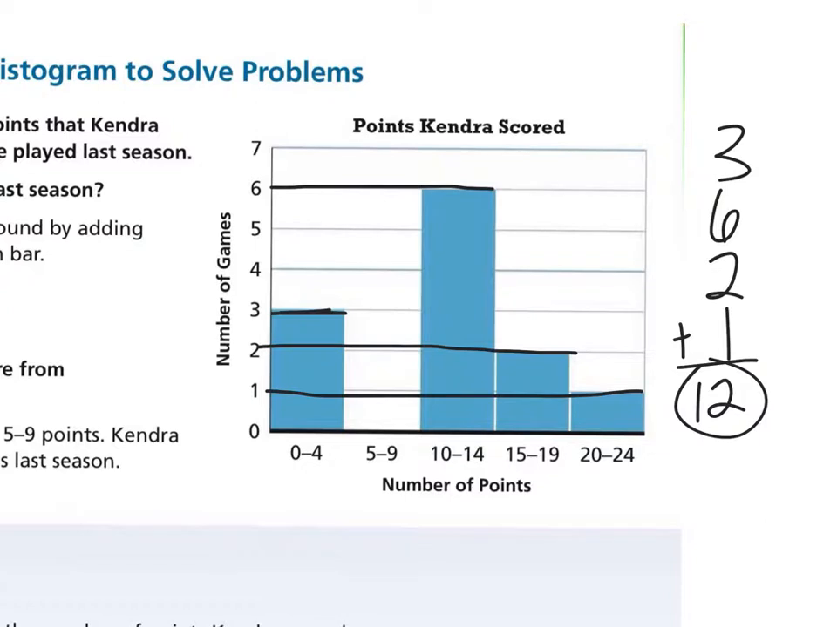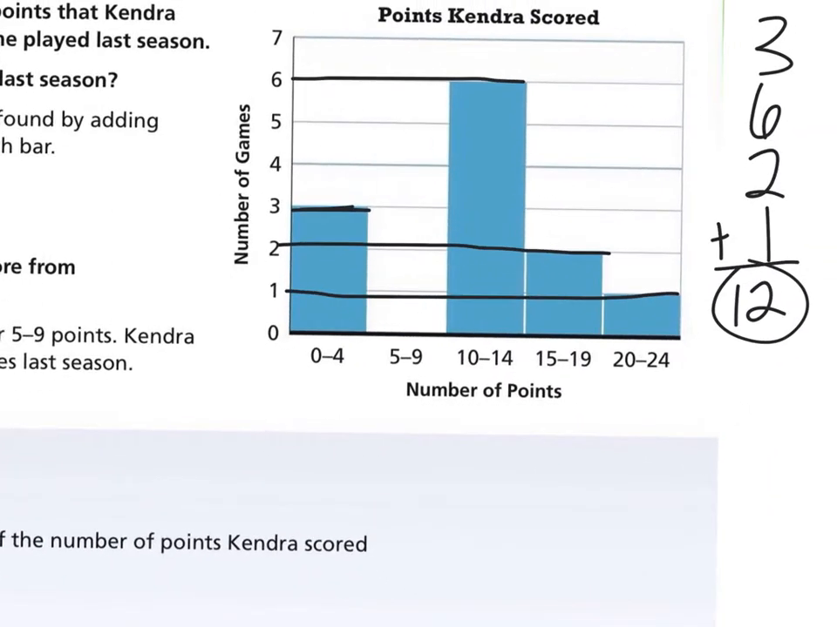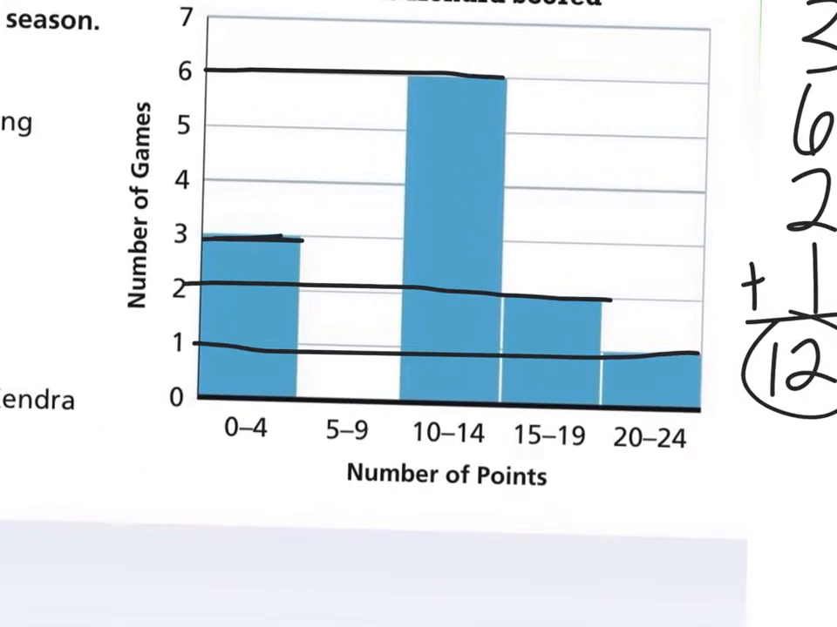Now part B, how many games did Kendra score from 5 to 9 points? Well, for 5 to 9 points, if you'll notice there's not a bar there, which means 0 games. There's 0 times that she scored between 5 and 9 points. Now, this is an important point that the book's mentioning. Even though it never happened, you still put the numbers there: 0 to 4, 5 to 9, 10 to 14, and so on.